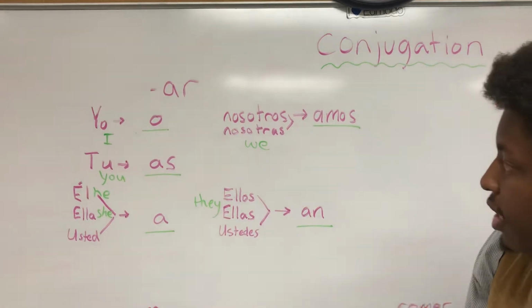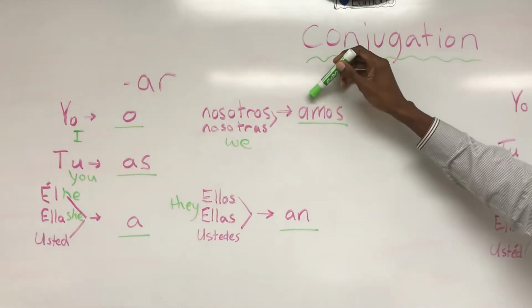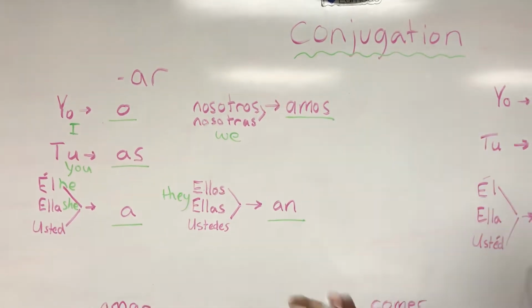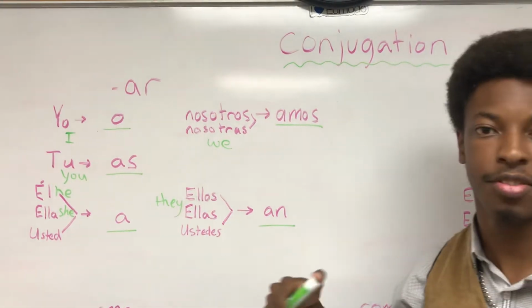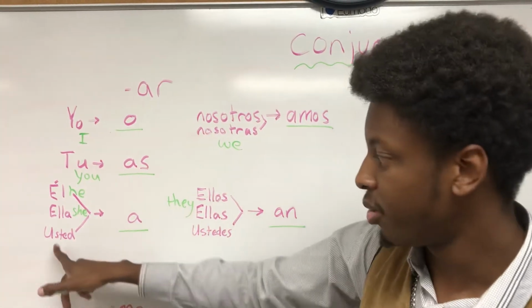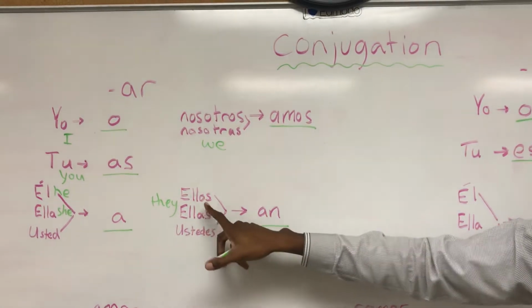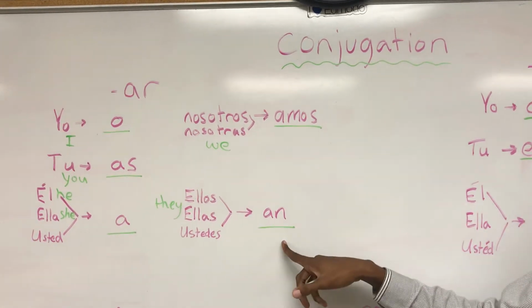Alright, remember changing means you're taking off the AR. You don't want to keep the R on there. You change the whole AR, you keep the stem or the base of the verb, and you just change the ending. Okay, nosotros or nosotras, all you do is you change the AR to amos, A-M-O-S. Ellos, ellas, ustedes. I'll have another video about these explaining usted and ustedes, but for now, all you need to know is ellos, ellas, ustedes, change the AR to AN.